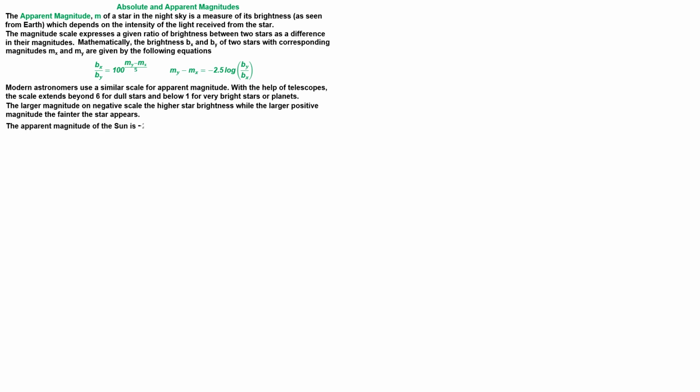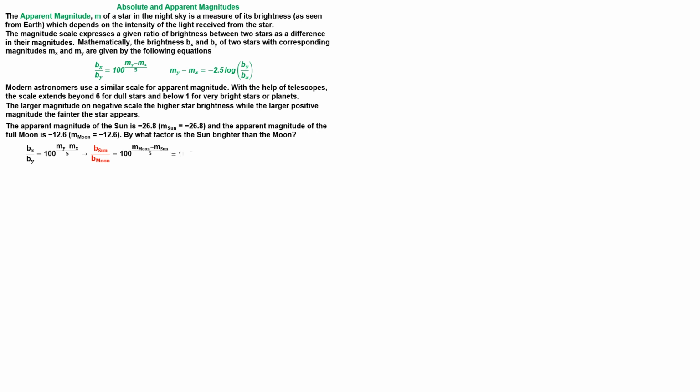The apparent magnitude of the Sun is minus 26.8 and the apparent magnitude of the full moon is minus 12.6. By what factor is the Sun brighter than the moon? We can use the first equation above. The Sun is about 480,000 times brighter than the full moon.